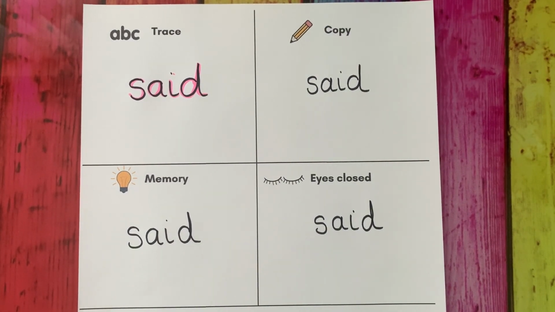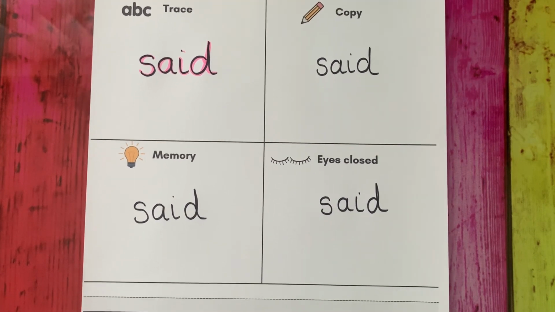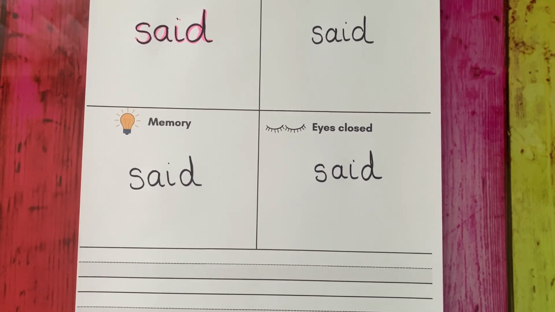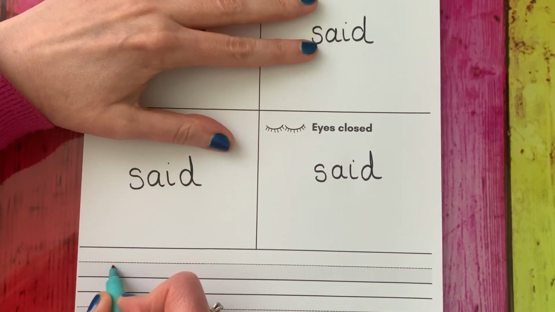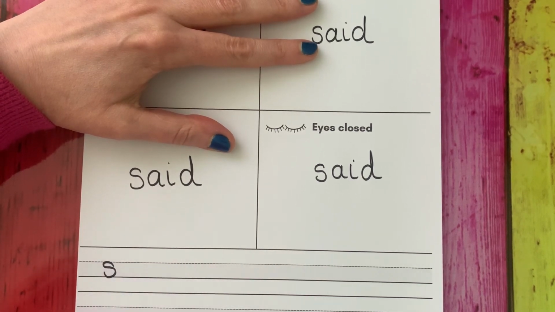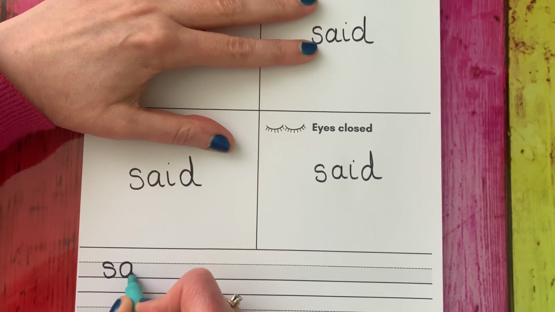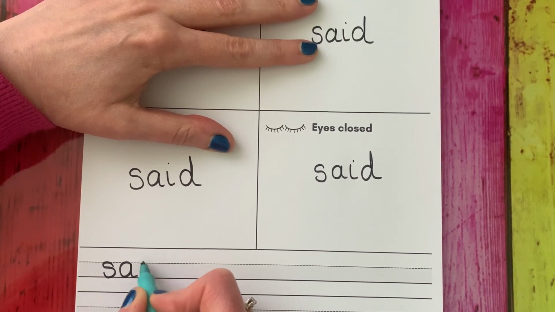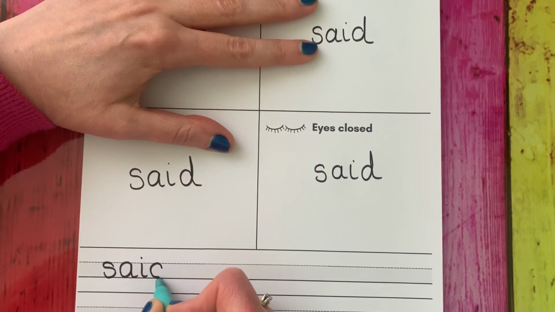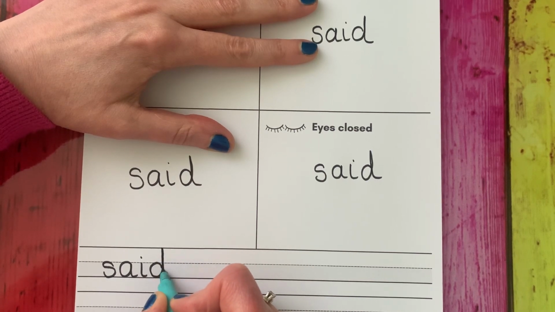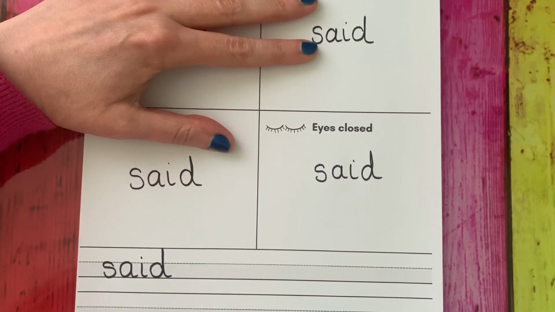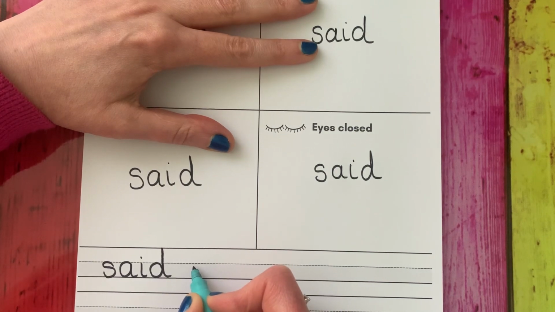Fantastic. The next job we're going to do, once you're secure with that, I'm going to have a go at writing it on some lines. So, the S stays within the middle zone. So does the A, so does the I, and then the stick of the D goes up into the upper zone. Let's try it again.